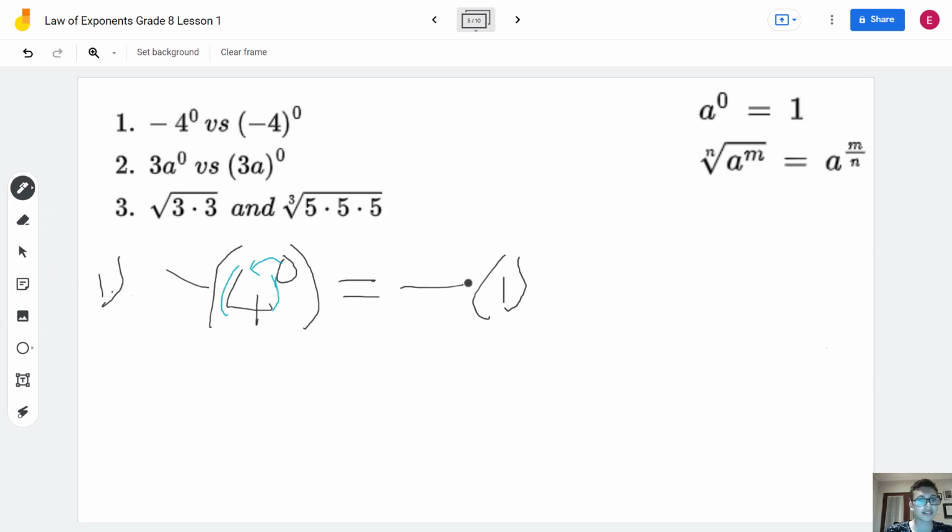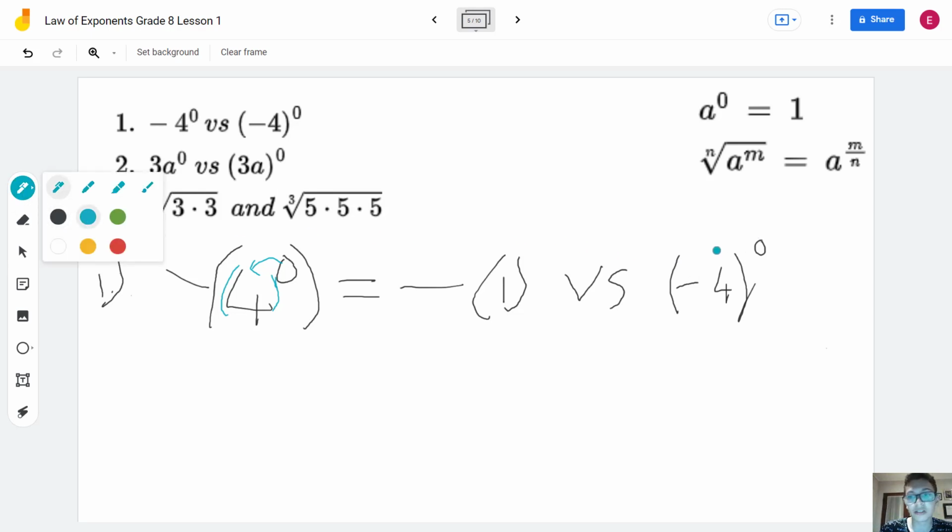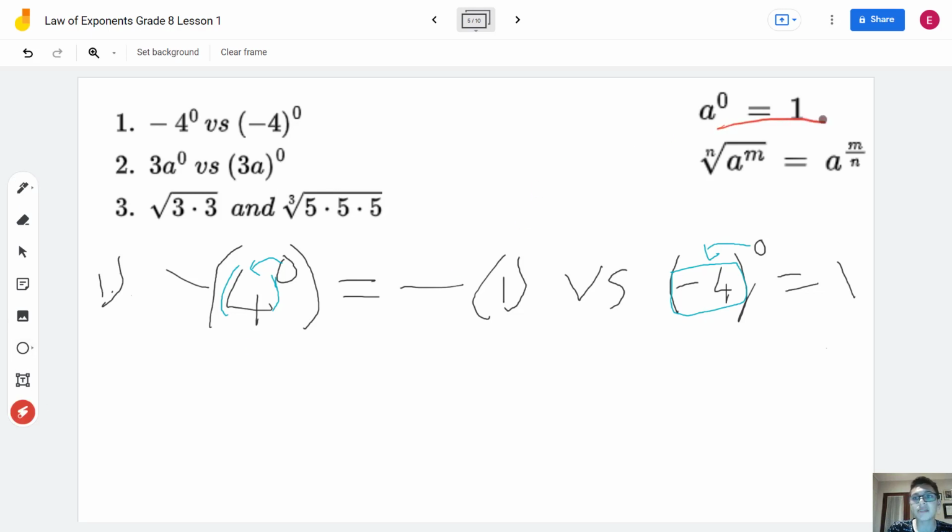Okay, that's -1 versus now it's in brackets, (-4) to the power 0. Okay, now the difference is these are the brackets. The 0 is being applied to the whole bracket, which means that it would simply equal 1. If you're confused about to the power 0, I put up here a to the power 0 equals 1, where a is anything. So anything to the power 0 always equals 1.